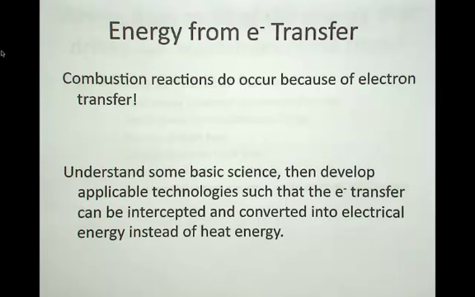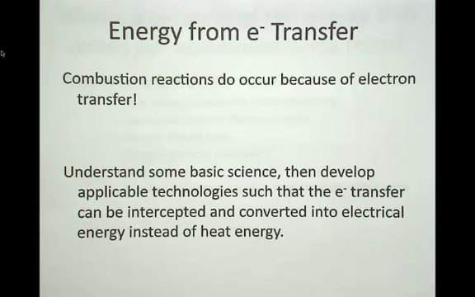Now, as it turns out, a combustion reaction is a type of chemical change in which you burn a fuel and oxygen to give the products carbon dioxide and water. Well, the combustion reaction is also a type of electron transfer, believe it or not. So we need to understand some basic science here so we can recognize what is a type of change in which electron transfer occurs, and then how can we harvest the change in energy from that electron transfer other than just the heat energy, which is something that's very easy to do when you just burn a fossil fuel.